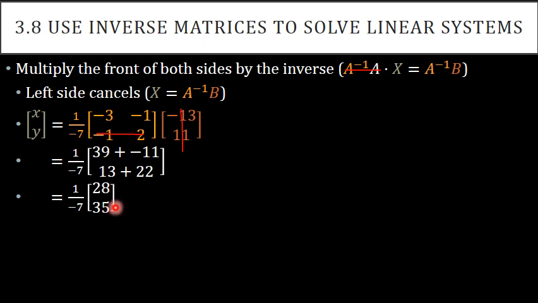Then we can multiply it by the negative 1 over 7. Negative 1/7 times 28 is negative 4. Negative 1/7 times 35 is negative 5. And remember, that equals this x, y. So this is x, this is y. Therefore, x is negative 4, y is negative 5, and that's the solution to our system.